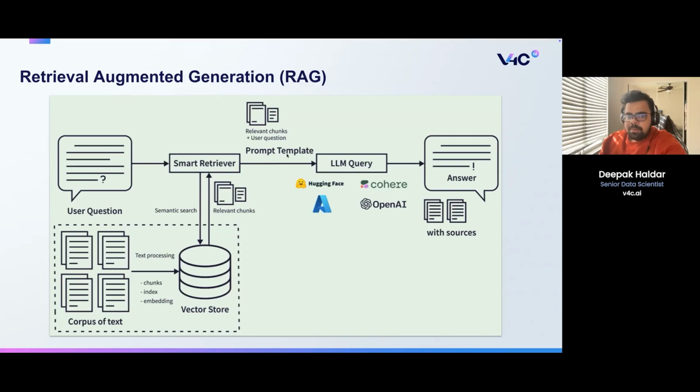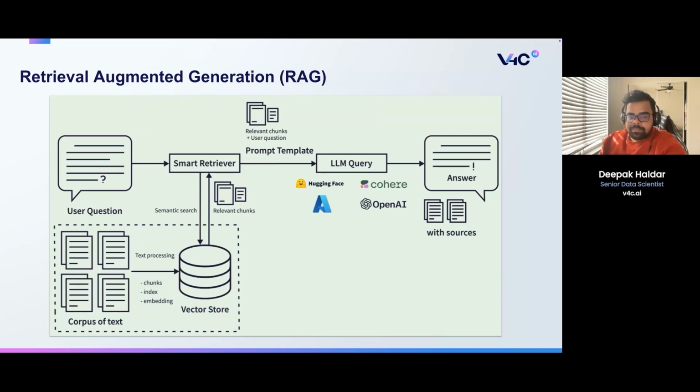Here we see there's a term prompt template. The retrieved text chunks and the user's question are combined into a structured prompt template. The template ensures that the language model has all the necessary context to generate an accurate response. For example, if the query is what is the refund policy, the prompt could look like: user question, what is the refund policy? And context would be the relevant chunks from the vector store about refund terms.